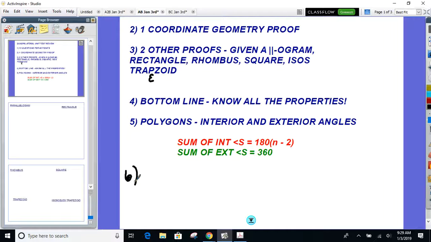Anybody remember that line we talked about in a trapezoid yesterday that connects the midpoints? What do we call that line? Mid-segment. Make sure you know the two properties of the mid-segment. I may ask a question on there tomorrow. All right, mid-segment of a trapezoid.